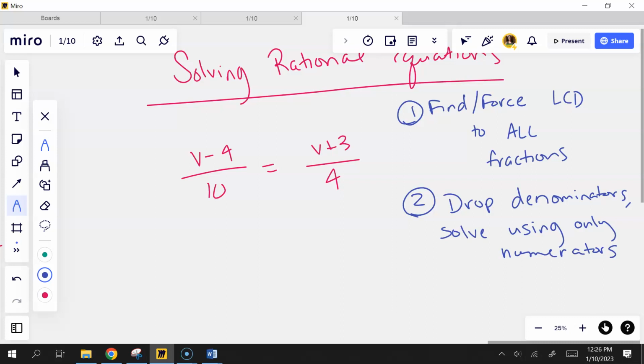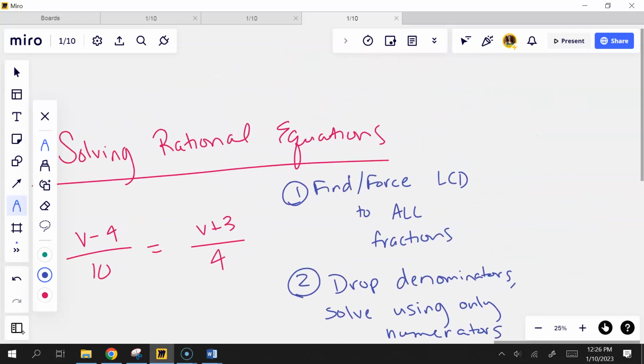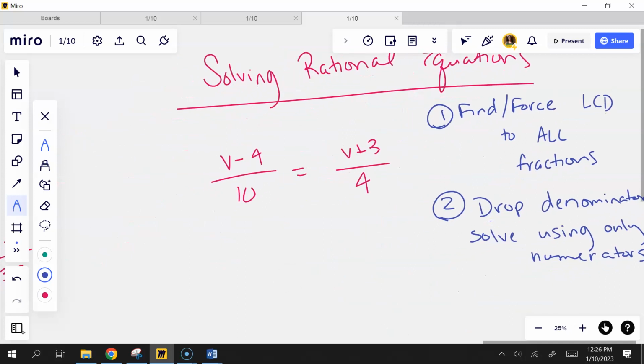Looking at these two fractions, what is the least common denominator of 10 and 4? 40, right? Oh, 20. I could do 20. It doesn't matter, you'll just have a little more work. But let's say 20. What does the first one need? 2. So I give it here and here. What does this one need? A 5. I give it here and here.